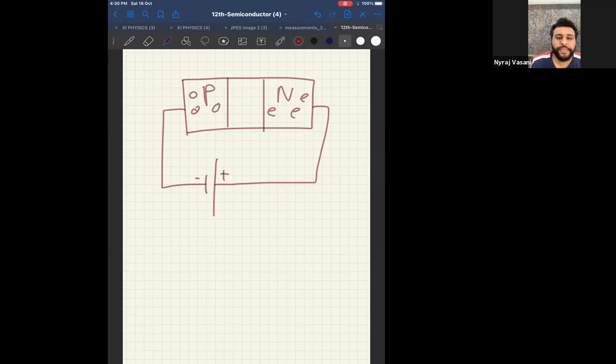Tell me, does the current flow in this state? Yes or no? My question is, does the current flow in reverse bias or does the current flow in this state?